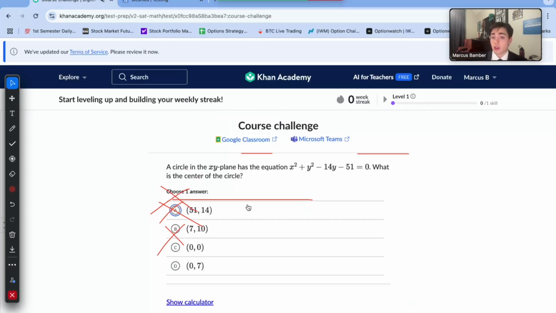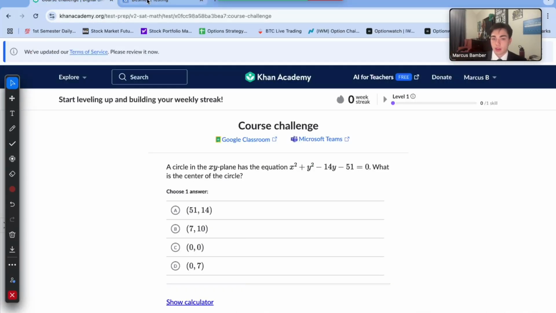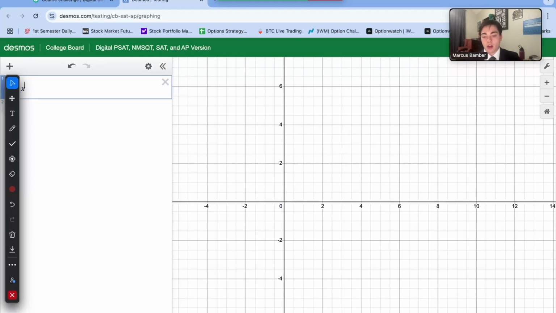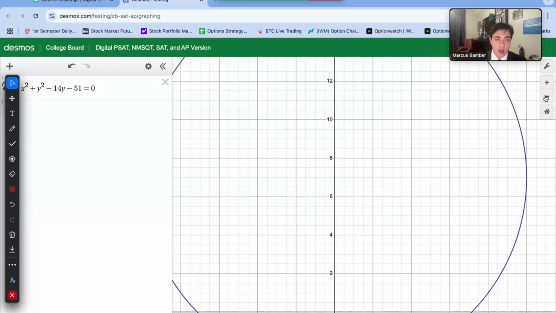Okay, moving on to the next one. We have a circle equation. And when in doubt, just plug it all into Desmos. So we're going to do the exact thing here. X squared plus y squared. Maybe it will allow us to graph circles, maybe not. 14y minus 51 equals 0. And it does allow us to graph circles.